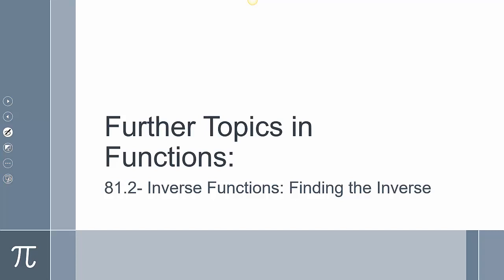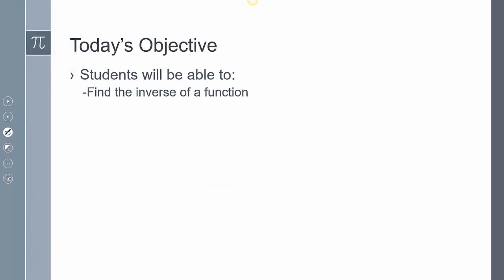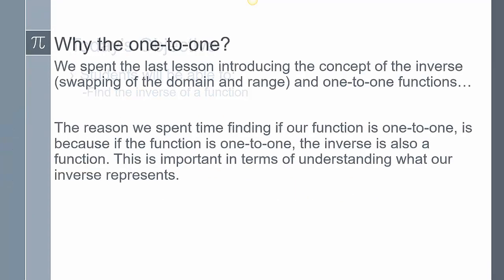Today's going to be 8.1-2, and we're going to focus again on inverse functions. Today we're going to be finding the inverse of a function. The reason why we spent all this time trying to find out if the function is one-to-one is because we know that the inverse is the swapping of the x's and y's, or swapping the domain and range.